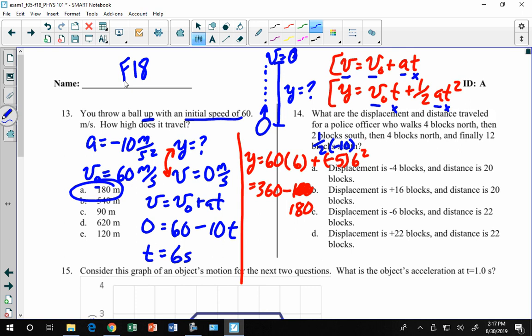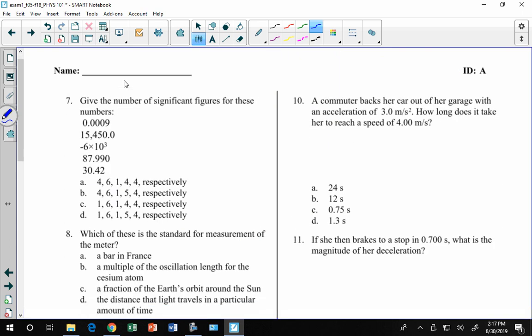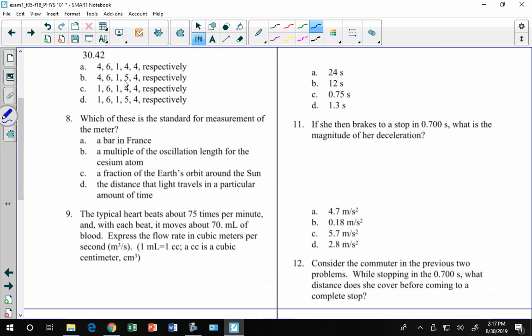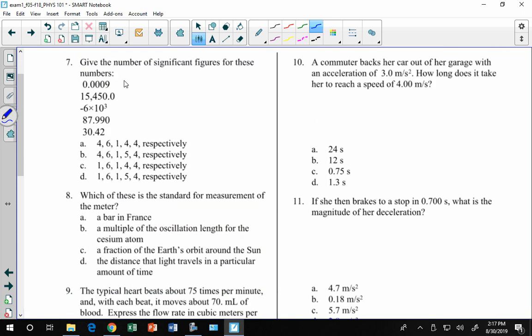Let's look at some others. Here's a two-step problem, number 10 and 11. This is another kinematics problem. A commuter backs her car out of her garage with an acceleration of 3 meters per second squared. How long does it take her to reach a speed of 4 meters per second? So it's fairly straightforward. In fact, it's a two-step problem, with two separate questions, and I just broke it up into two problems.